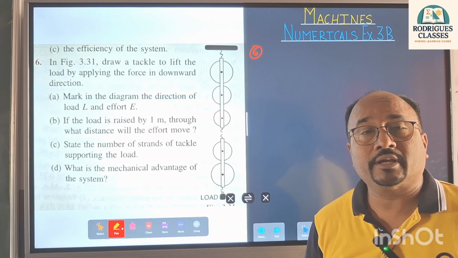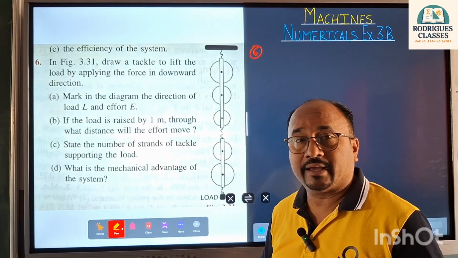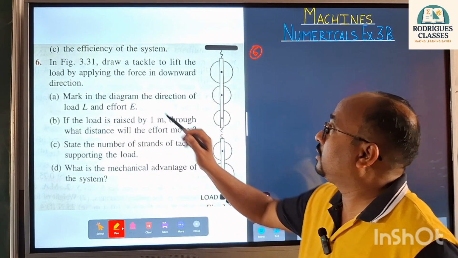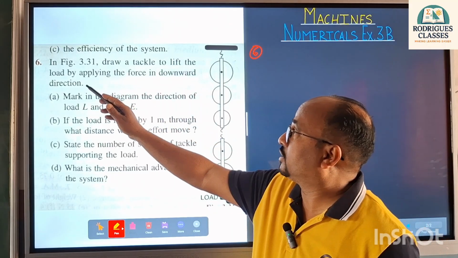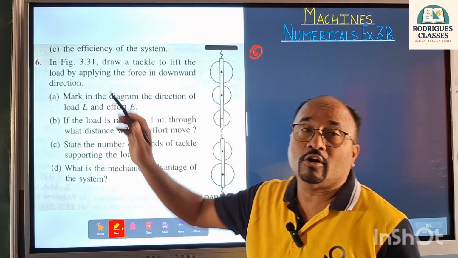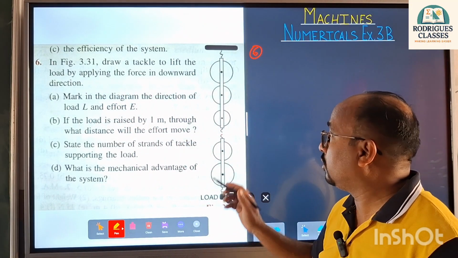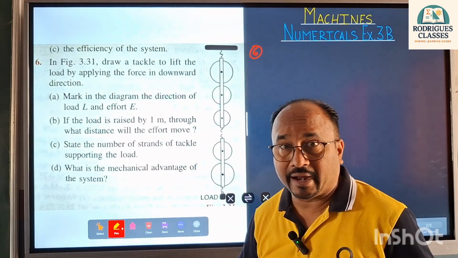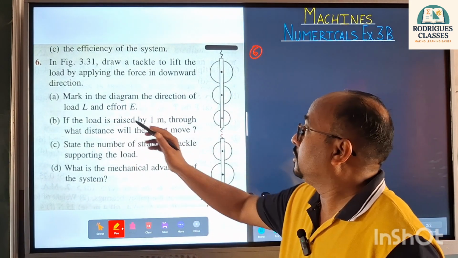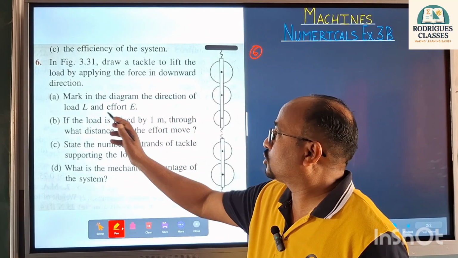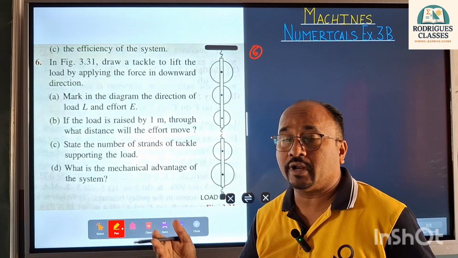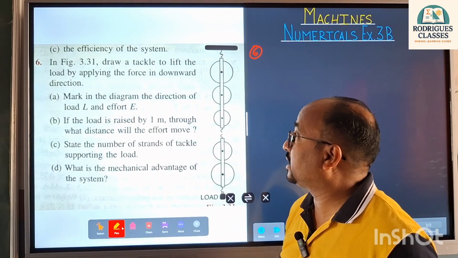Coming now to numerical number 6, which is a diagram based one. Let us follow the question in figure 3.31. Draw a tackle to lift the load by applying the force in downward direction. So we have to draw all the tackle here and effort has to be applied in the downward direction. Mark in the diagram the direction of the load and the effort. So we have to do the labeling of where the load and where the effort is there with that direction.